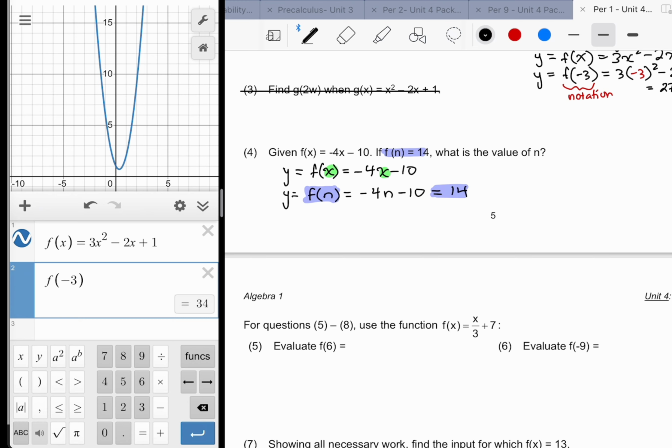All right. Now this piece is the notation. That's just the recipe, but it's this piece that we have to solve. So we have a linear equation: negative 4n minus 10 is equal to 14. We go ahead and solve that, and once we do that, we'll know the n value. So I'd add 10 to both sides. Negative 4n is equal to 24. Divide by the negative 4, and you get n is equal to negative 6.